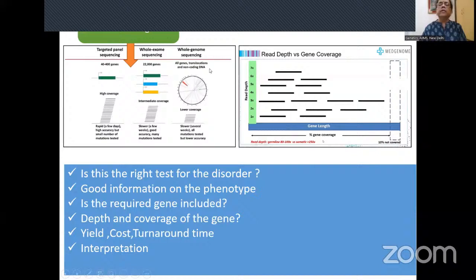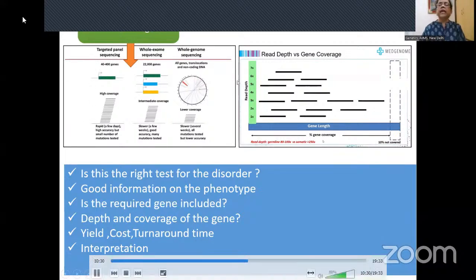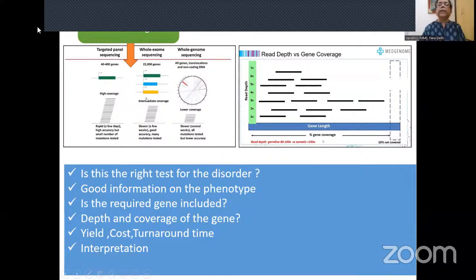So it is important to understand what we mean by a read depth versus a gene coverage. Gene coverage means what percentage of the genes of interest are covered when we are doing the NGS-based testing. Obviously, when we are doing a targeted testing or a clinical exome and the number of genes is small, the coverage is likely to be more as compared to whole exome and whole genome sequencing. So here, more proportion of genes of interest may be covered.